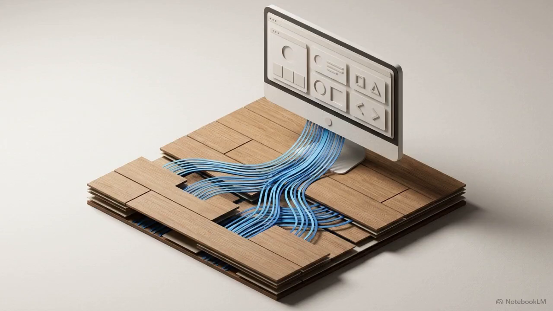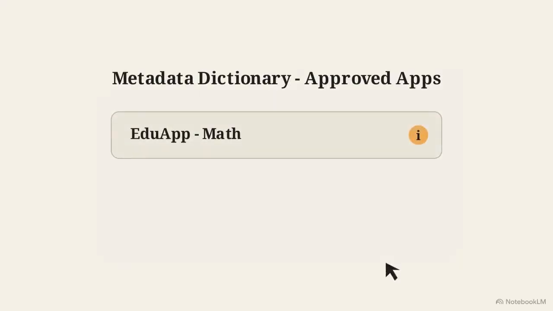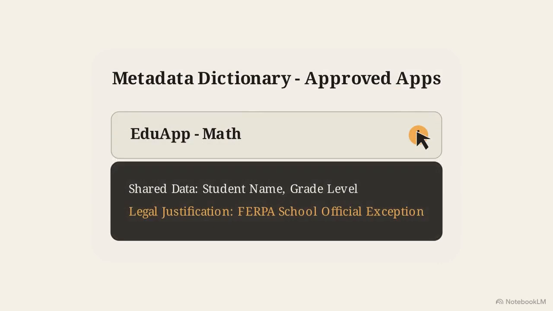All of this hidden legal plumbing is made publicly accessible through a tool called the Metadata Dictionary. You can see here how dense legal blueprints transform into a live, interactive compliance portal that any parent can check. The core of the portal is the Approved Apps list. It explicitly outlines the legal justification for why any specific piece of data is being shared with a vendor.